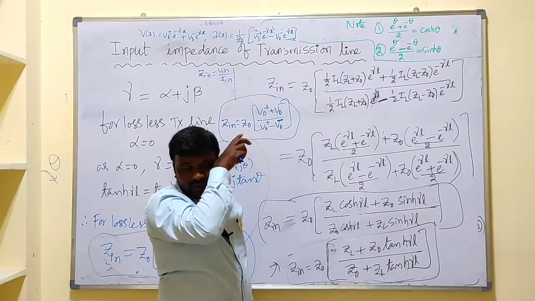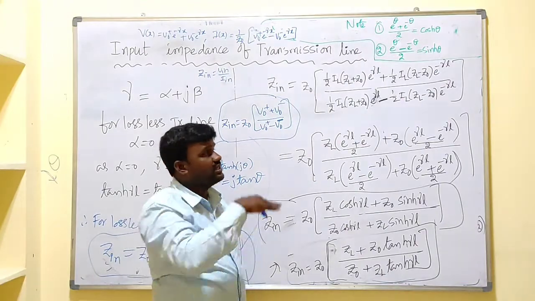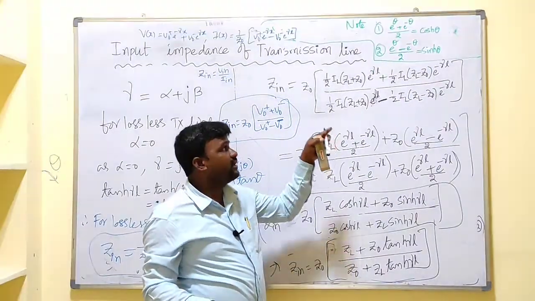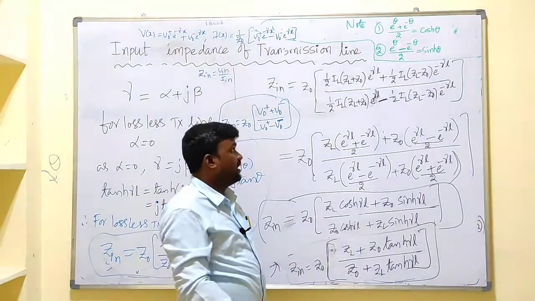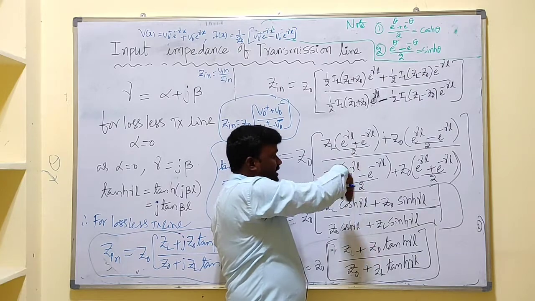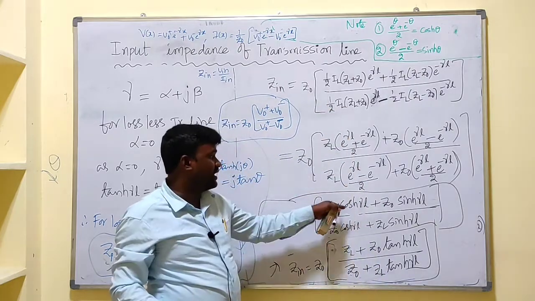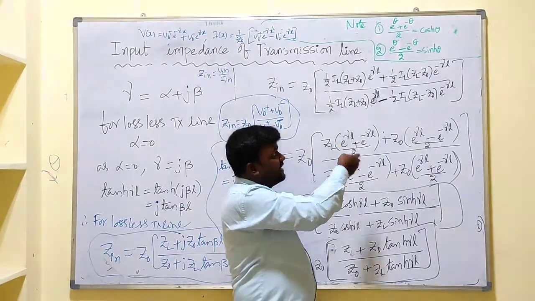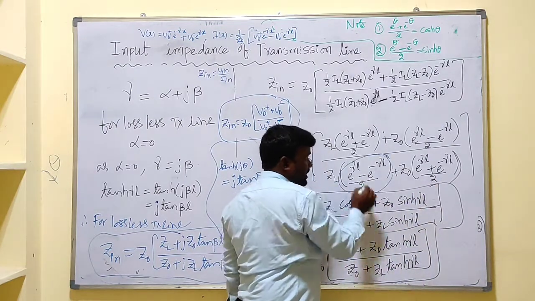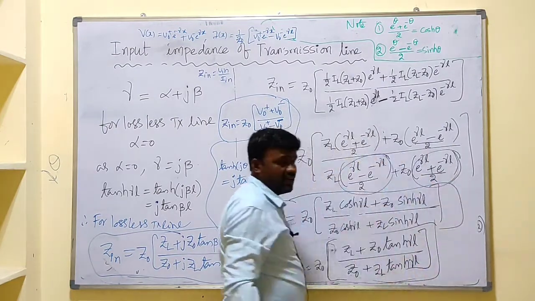We know that (e to the power θ plus e to the power minus θ) by 2 is cosh of θ, and (e to the power θ minus e to the power minus θ) by 2 is sinh of θ. Let us substitute that one. That means θ is replaced with what? γL. In that case, cosh θ becomes what? cosh γL. And sinh θ is nothing but what? Means this one becomes what? This is sinh γL. This is cosh γL.